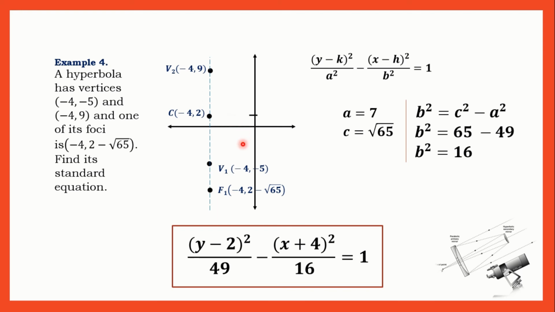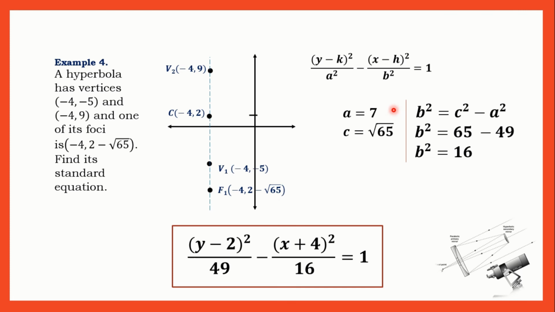With the given points of vertices, we can already determine which standard equation we are going to use. It will be the equation the square of the quantity y minus k over a squared minus the square of the quantity x minus h over b squared equals 1. One of the foci is the point (-4, 2 - √65). This will direct us to see that the distance from the center to F1 is the square root of 65, or c is equal to the square root of 65.